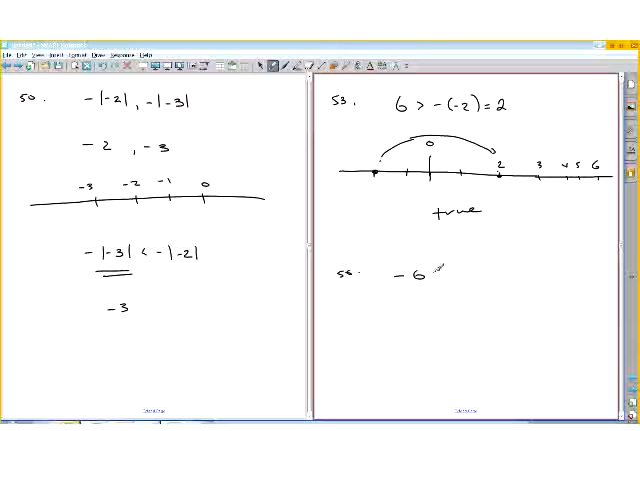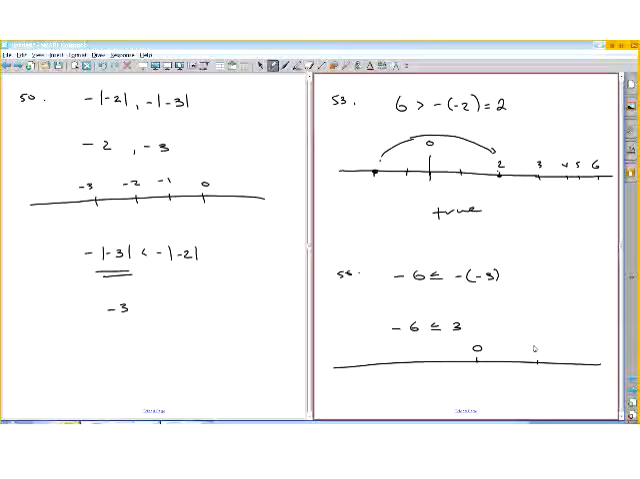Okay, 56. Negative 6 is less than or equal to negative the absolute value of negative 3. So, you know, the easiest way is to say if you multiply negative times negative, you get the positive. The number line says you're taking negative 3 and moving it to the other side of the 0, which makes it positive 3. So we've got negative 6 is less than or equal to positive 3.